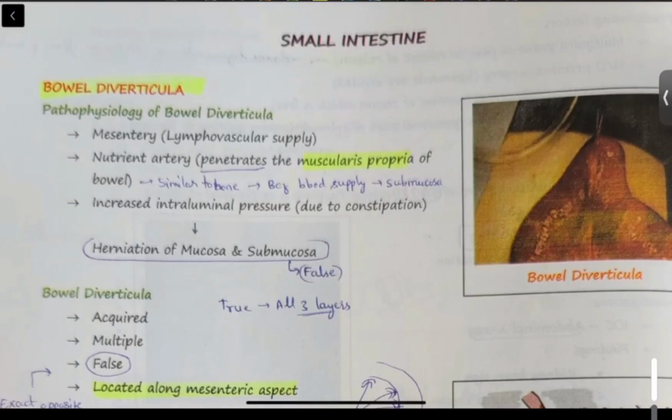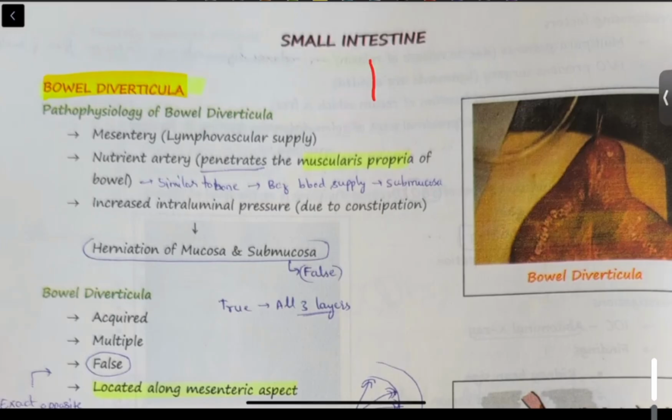In the last class we had discussed intestinal obstruction overall, like small intestinal obstruction and large intestinal obstruction. Now we are starting with pathologies related specifically to the small intestine. In that, the first one is bowel diverticula. Okay, so what does diverticula in general mean?